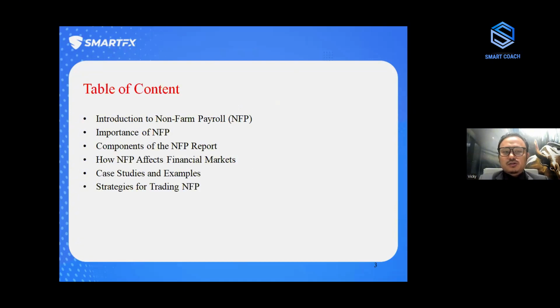Okay, so the table of contents is going to be all these things. The first is the introduction to non-farm payroll, the second is the importance of NFP, and the third is components of the NFP report. The fourth is how NFP affects financial markets, the fifth is case studies and examples, and the sixth is strategies for trading NFP.